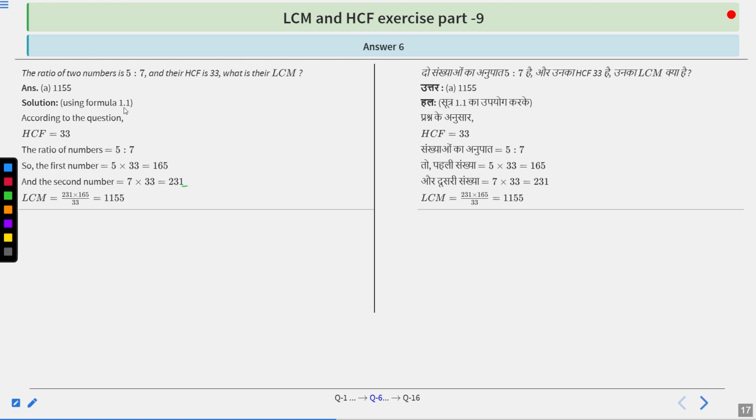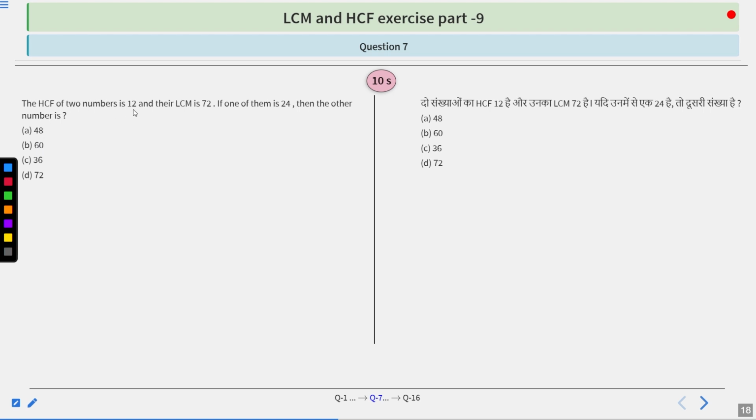Now, formula 1.1 says that LCM into HCF is equal to the product of numbers. So LCM is equal to the product of numbers, that is 165 into 231 upon HCF, that is 33. On simplification, we get 1155. So that is the LCM. Option A is the correct answer.